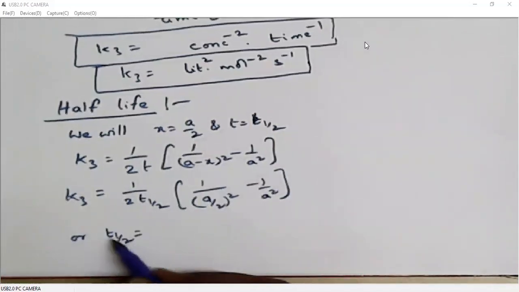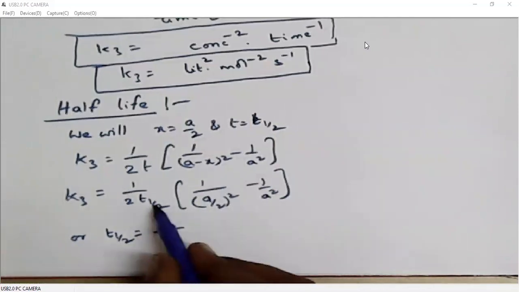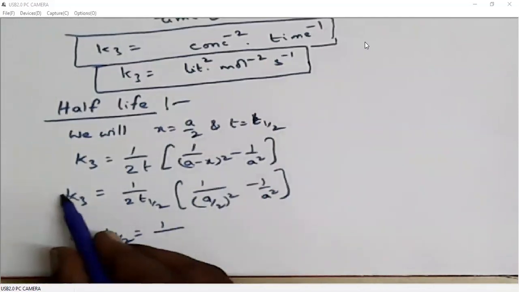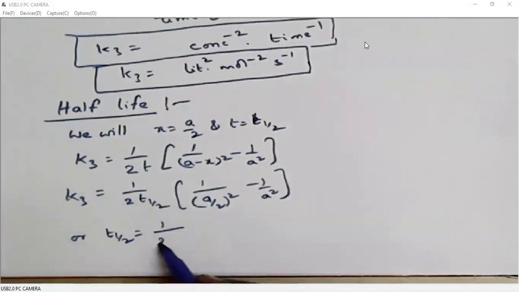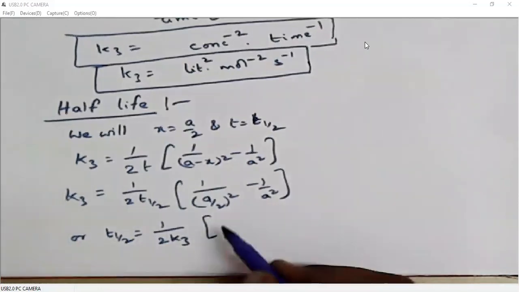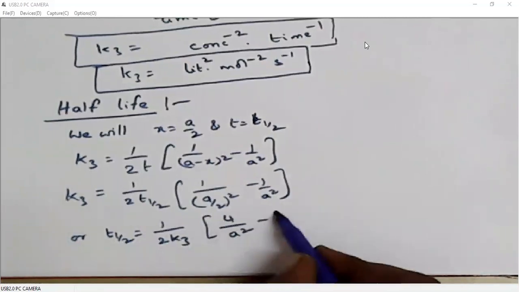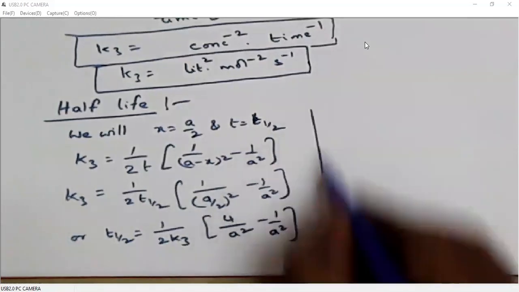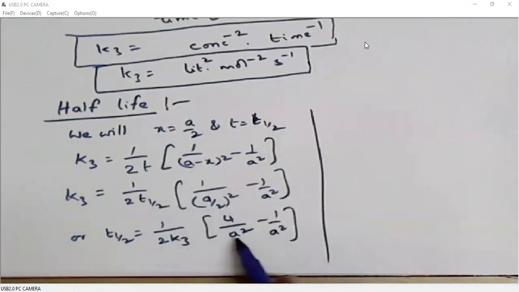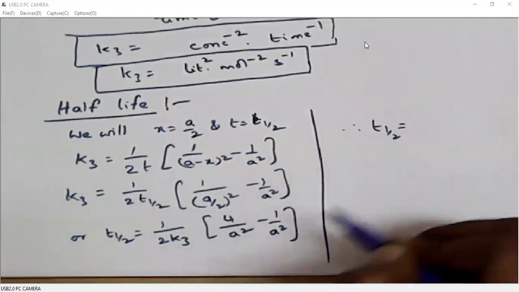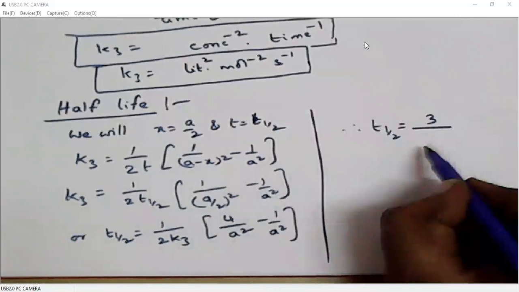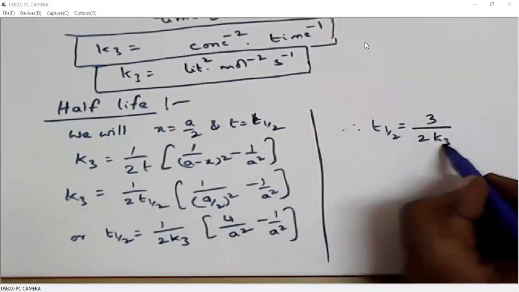When we rearrange it in terms of t half, t half is equal to 1 by k3, since it is a denominator, when it is made this side, it becomes numerator. k3 is a numerator multiple, so when it is made this side, it becomes denominator. k3 into 1 by (a by 2) whole square means a square by 4, so 4 by a square minus 1 by a square. It is a common thing. So LCM is a square. 4 minus 1, it becomes 3. Therefore, t half of a third order reaction is nothing but 3 by 2 k3 a square.